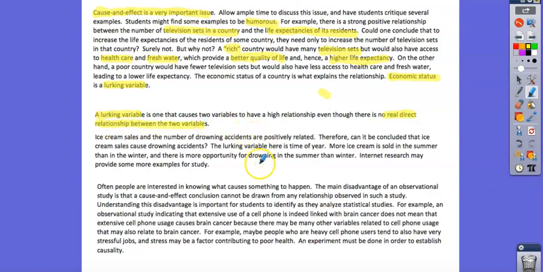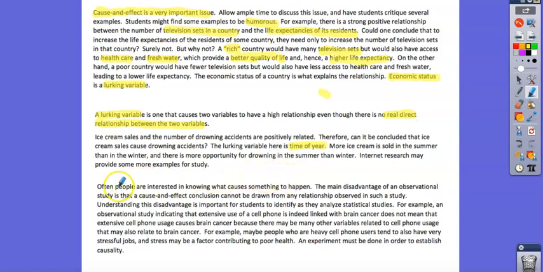Here's another one. Did you know that ice cream sales and the number of drowning accidents are positively related? So can you conclude that ice cream sales cause drowning accidents? No. The lurking variable here is the time of the year. Think about it. You have a lot more ice cream sales in the summer, and you have more people going out and swimming, so you have more possibilities for drowning. So you have quite a few different situations where you have a lurking variable.